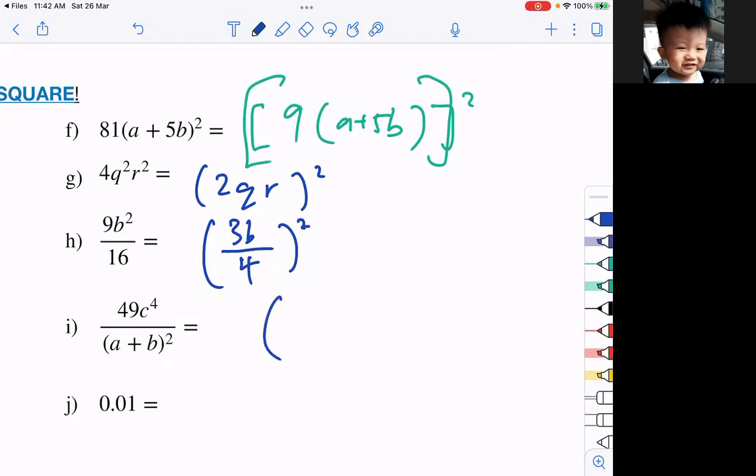The next one, although it looks like a big chunk, it's really not that difficult. Okay, Nathan, try. Big chunk, no big deal, man. You square root every single piece.